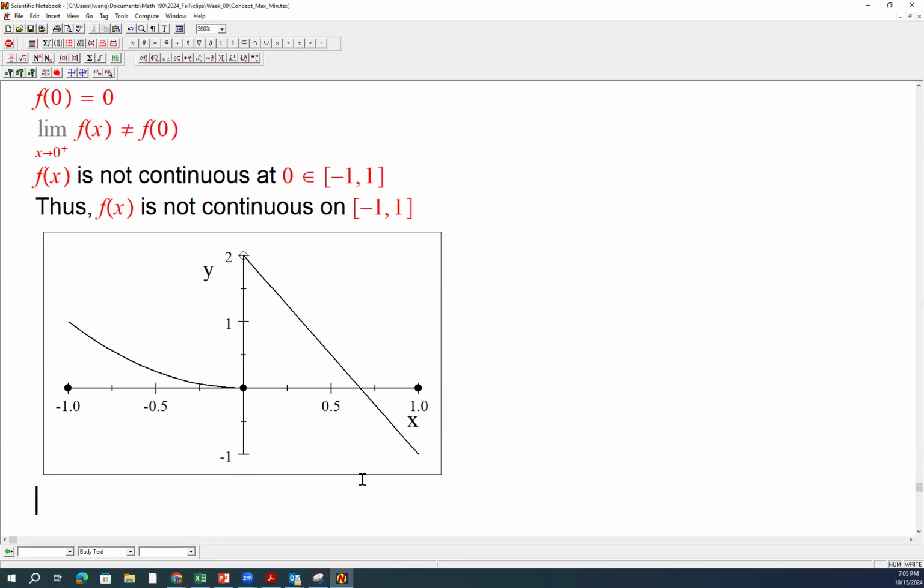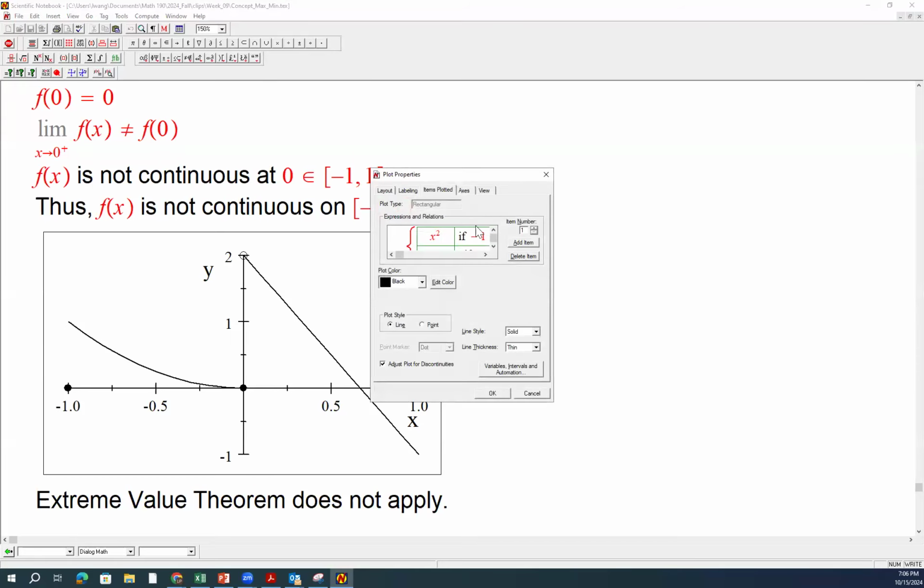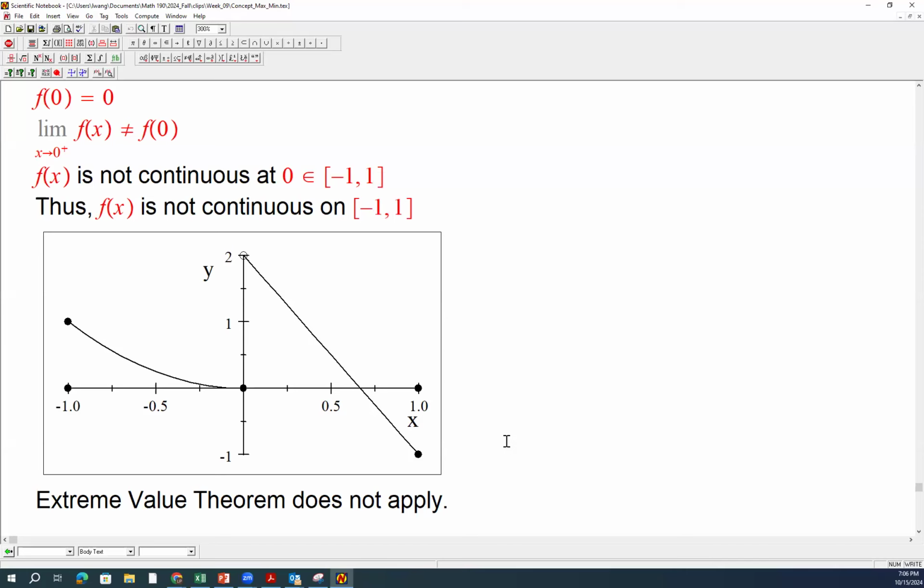Thus, extreme value theorem does not apply. That means there's no guarantee of absolute max, absolute min then. But we can still look for them. So let's see what we got. Okay, we got some dots, we got circle, we got dots. I'm gonna put the dots in place. And another point is 1, -1. So we got all these dots and circles in place.